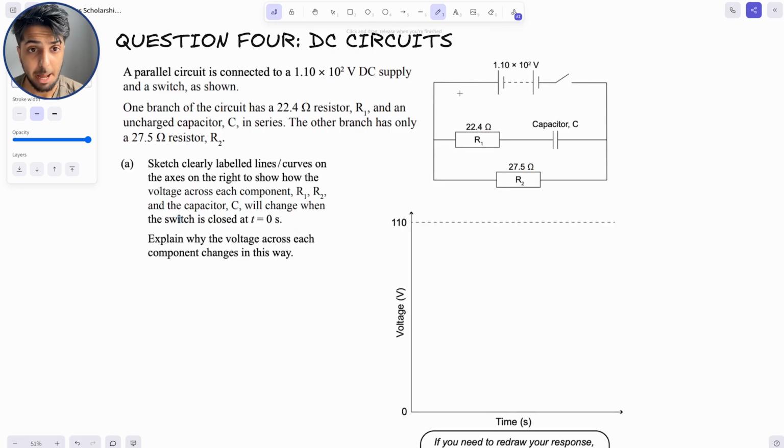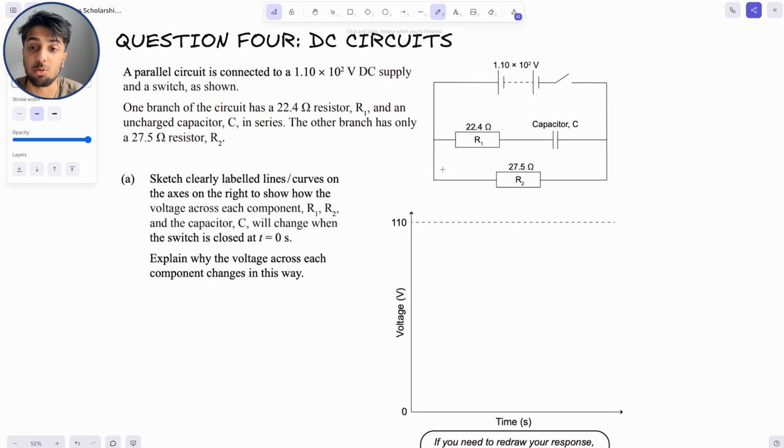Question 4 now. A parallel circuit is connected to a 110 volt DC supply and a switch as shown. One branch is connected to the 22.4 ohm resistor, which is labeled R1, and an uncharged capacitor, C, in series, and the other branch only has a 27.5 ohm resistor, which is R2. Sketch clearly labeled lines/curves on the axis on the right to show how the voltages across R1, R2, and the capacitor will change when the switch is closed after t is equal to 0 seconds, and explain why the voltage across each component changes this way.